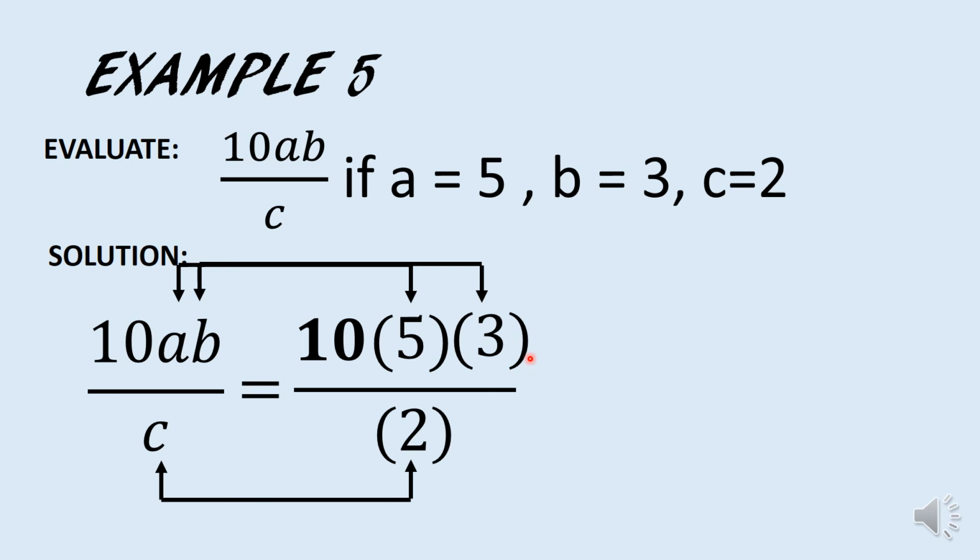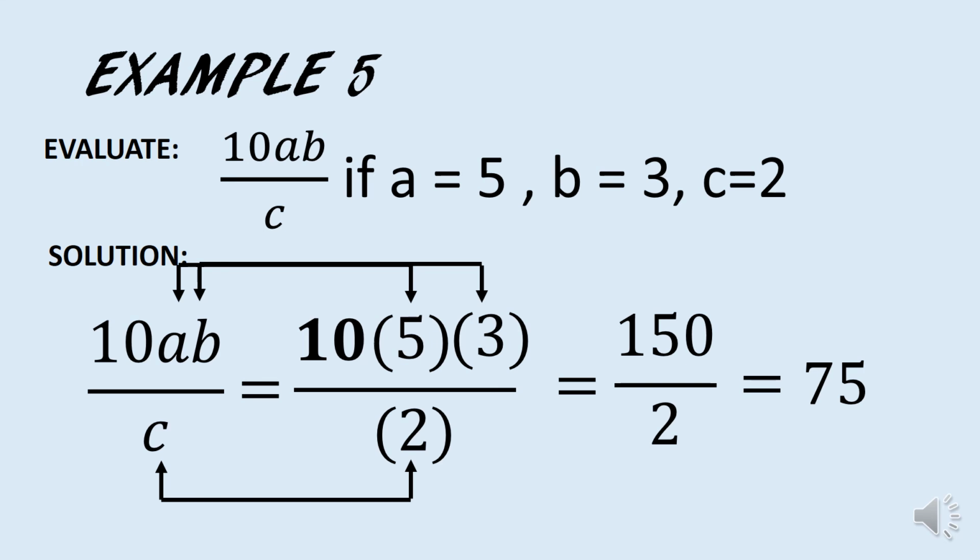Okay, so next, simplify now. So that is 10 times 5, that's equal to 50. Then times 3, that is equal to 150. Then copy 2. Okay, so 150 can be divided by 2, so therefore the answer is 75. So that is our final answer. Okay, next.